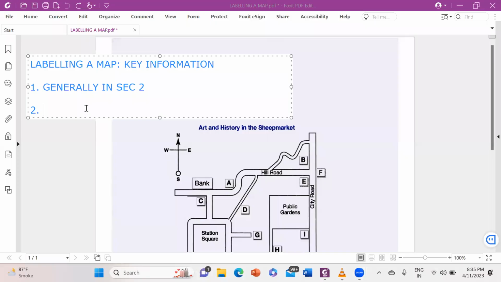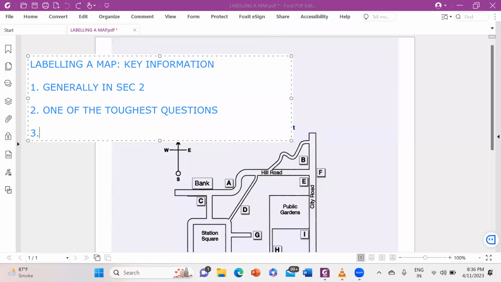Okay, so they generally ask labeling a map in section 2. I'm not saying that they cannot ask you this in section 1 or section 3 or section 4, but in most of the cases, they ask you this in section 2. And this is one of the toughest questions.